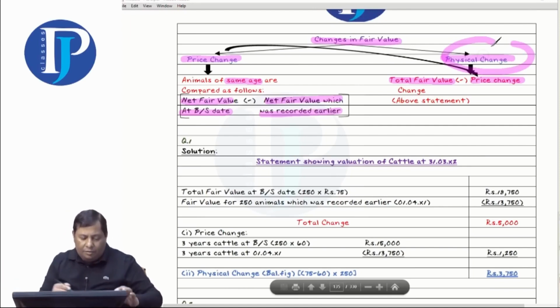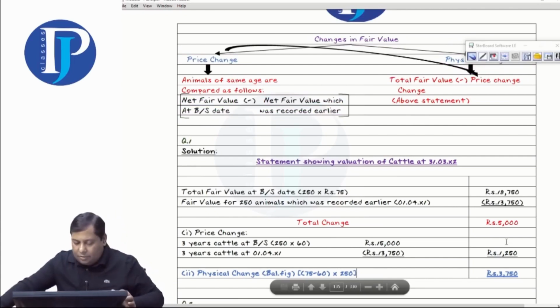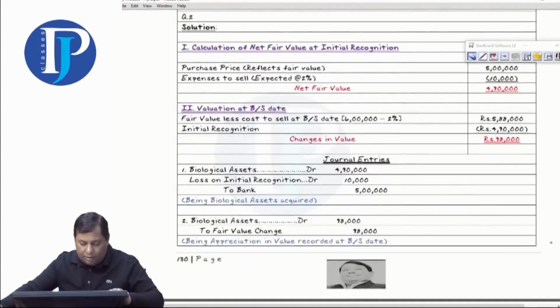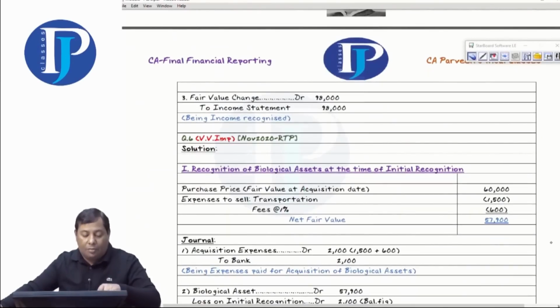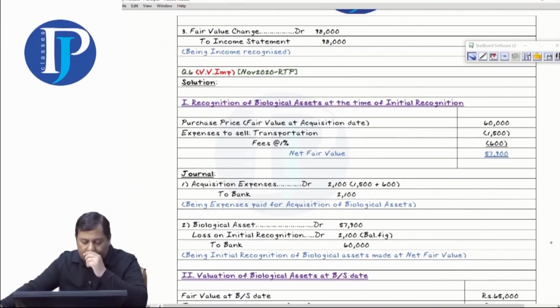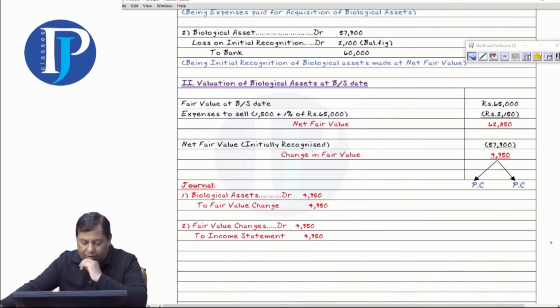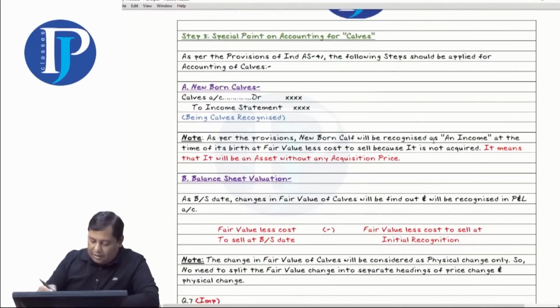This is the working. Then we solved question number 1. This is its answer. It was the same as the example we did. Then we solved question number 2. Calculation done. Then question number 6 is very important. It is marked. From November 20 RTP, it was solved in class. Question of valuation. After that, I did a special point in step number 3. It was accounting of cows.